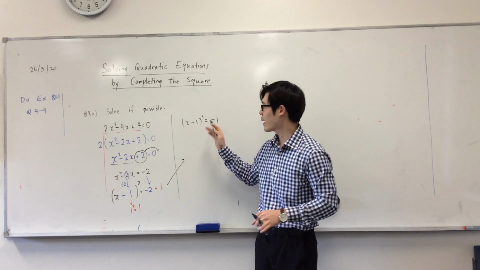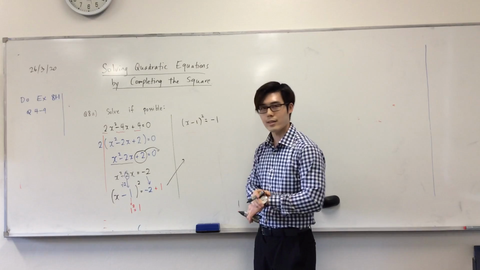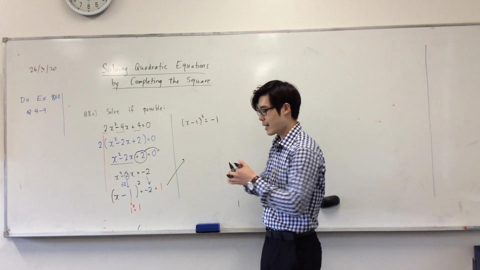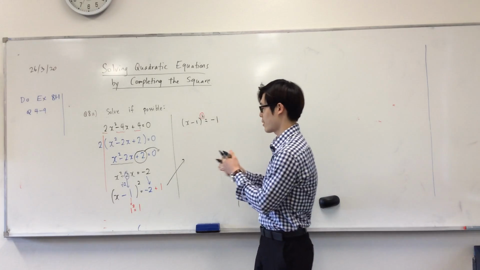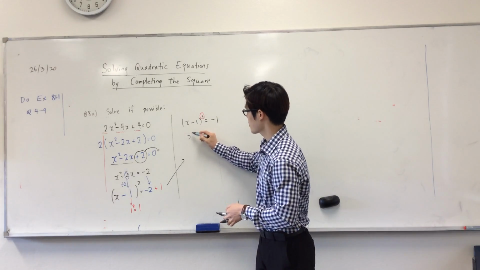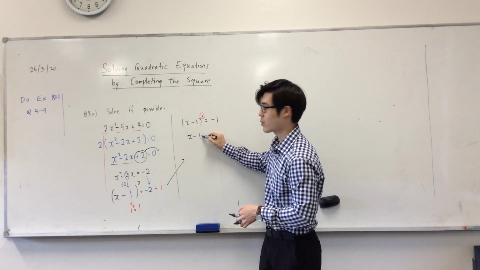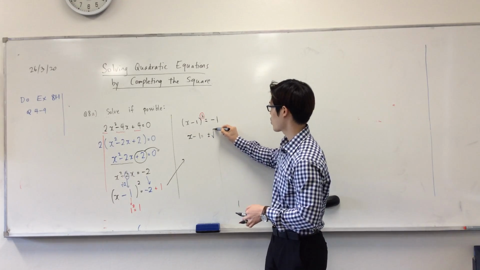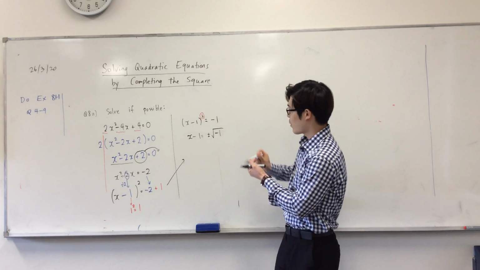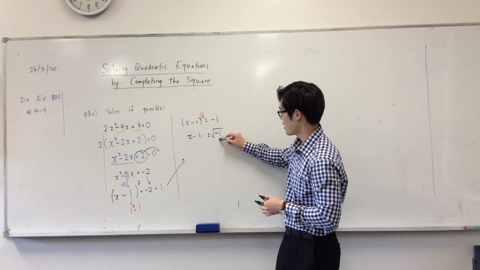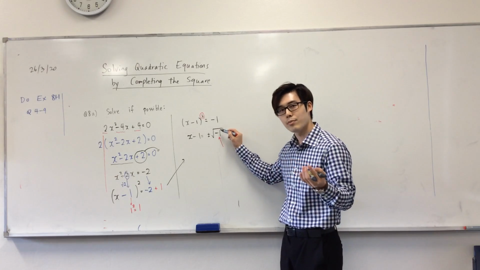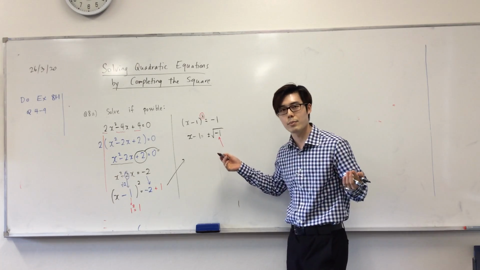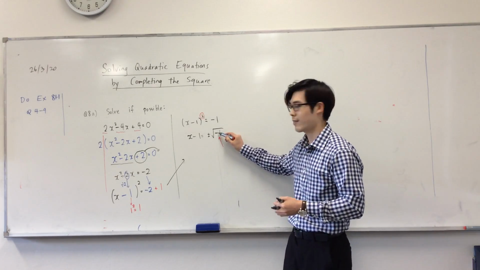Can you see from here why we can't continue solving this equation? If you can't, let's have a look. Remember, we have to get rid of the square, so we have to square root the other side. So x minus 1 equals plus or minus the square root of minus 1. However, as you can see, we have a negative number in a square root. And if you put that in the calculator, it's not going to come up with an answer because you can't square root a negative number.